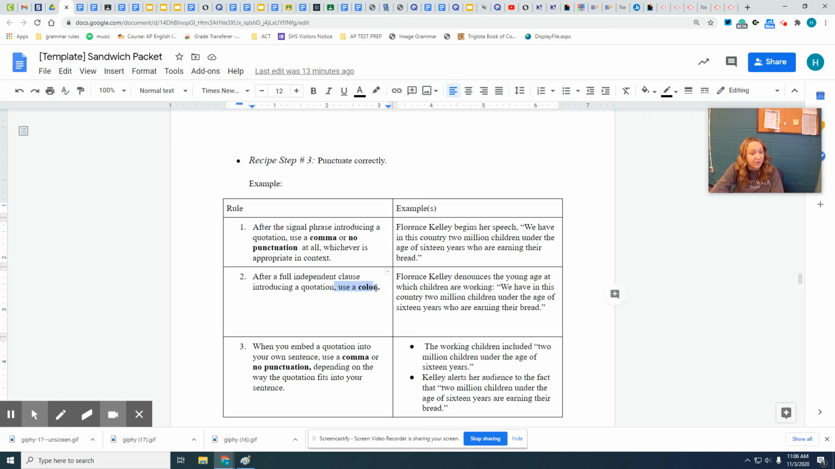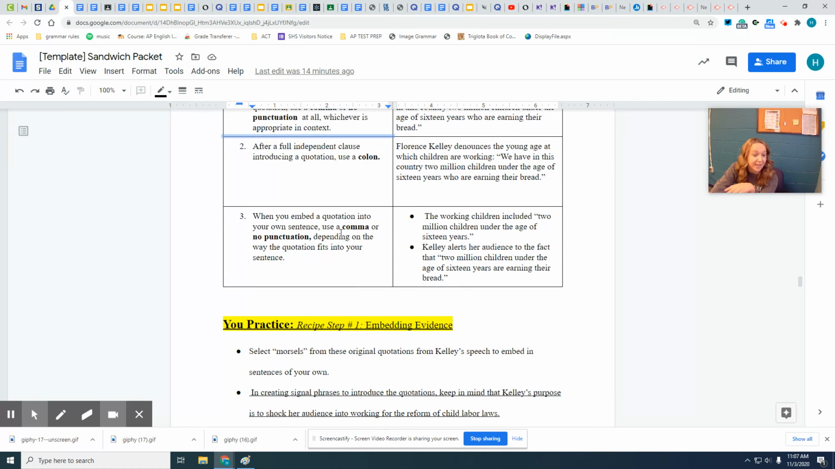You can also use a colon. Florence Kelley denounces, what a good, strong verb, the young age at which children are working, colon. And then here's her quote. You can use a comma or no punctuation. Again, like this one has no punctuation. So I'm going to be looking at your papers for how smoothly you have integrated your quotes and how grammatically correct they are. That's what step 3 is about.